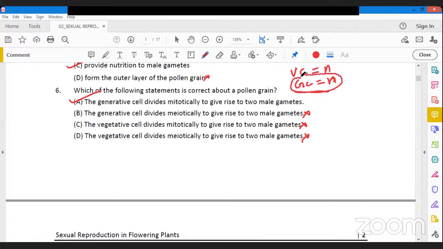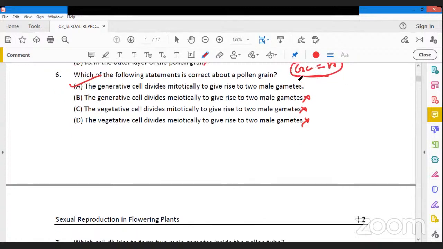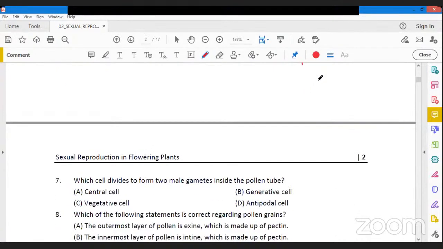Remember, the generative cell divides mitotically. One male gamete will fuse with the egg, the other will fuse with the primary endosperm nucleus.